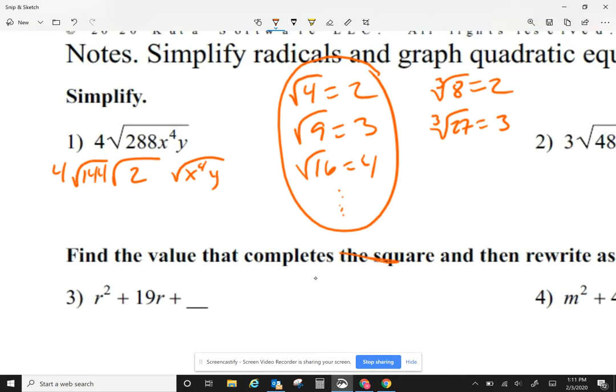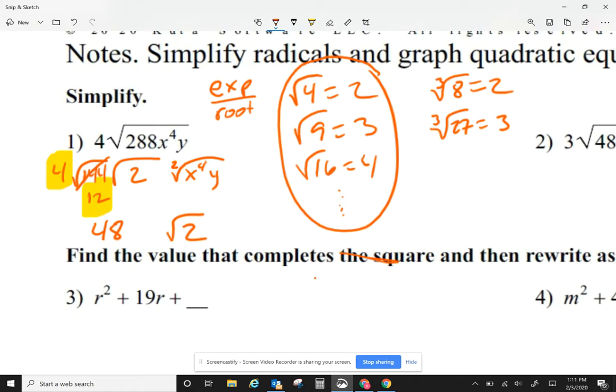Now, numbers wise, 144, the square root of that is 12. So that becomes a whole number. Multiply your whole numbers. 4 times 12, that gives us 48. And then we have a radical 2. Now, when it comes to letters, I'm going to divide the exponent by the root, and if I have any remainders, I'm going to put them inside the radical.